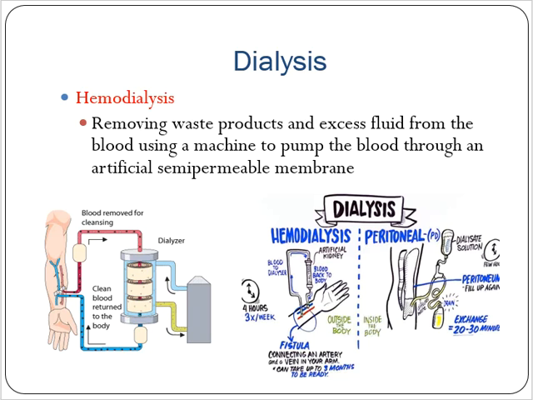Hemodialysis requires access, usually through the arm, via a fistula. Blood is removed for cleansing. It goes through this artificial-like kidney, the dialyzer. It is cleaned and then returned back to the body.